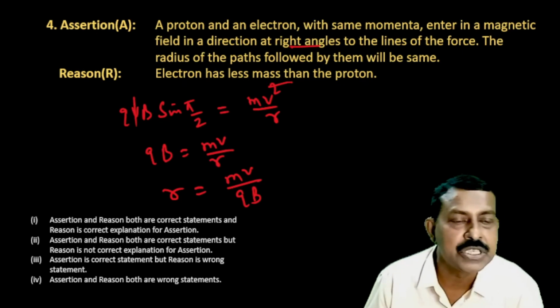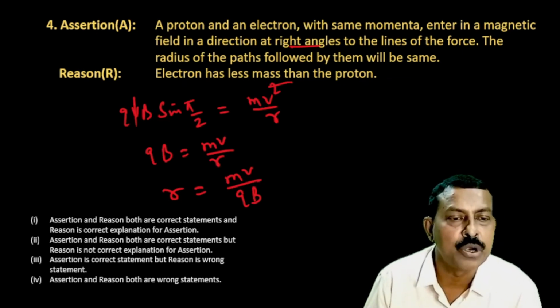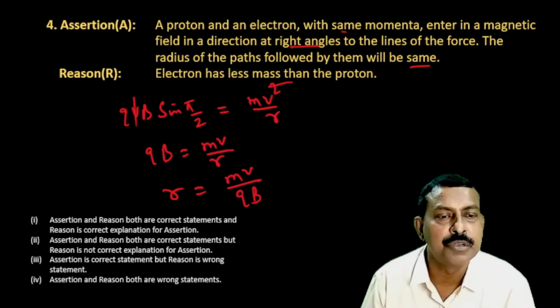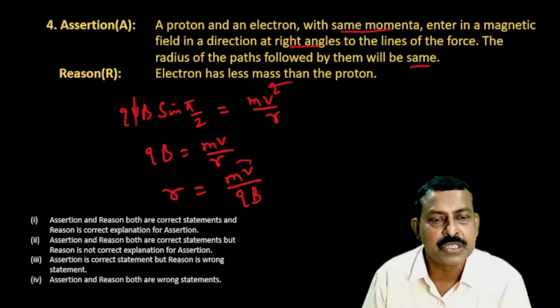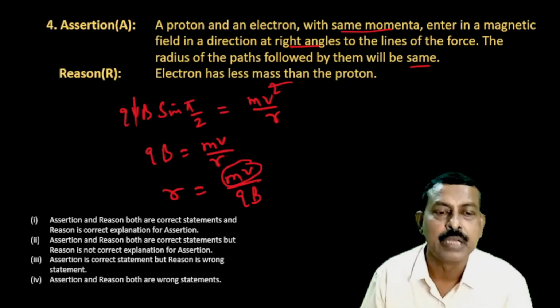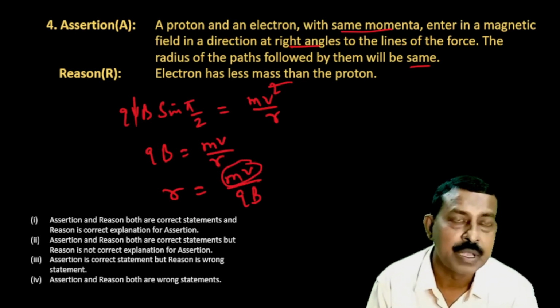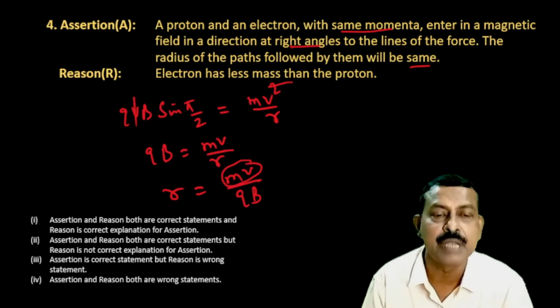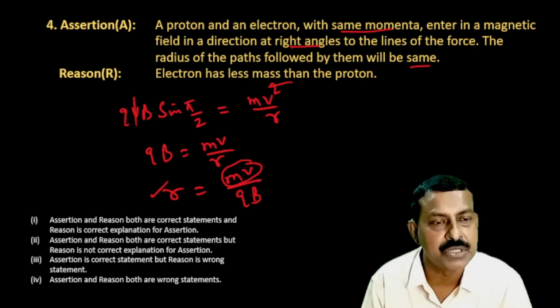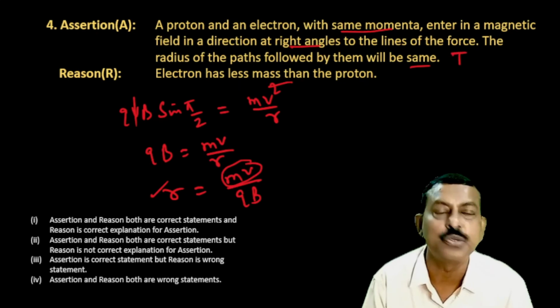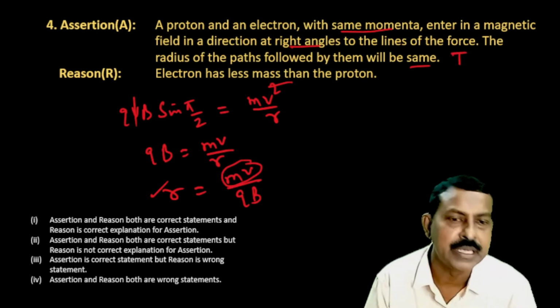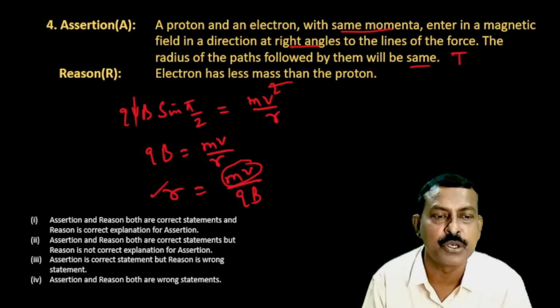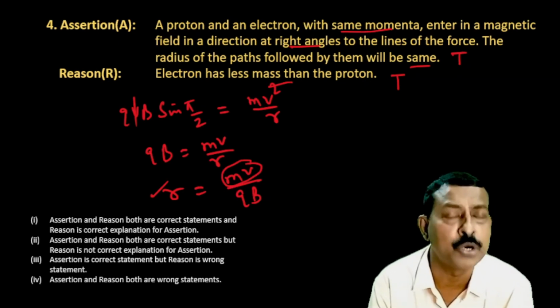Now, what was given in the statement? That the radius of the path followed by them is the same if they are moving with the same momenta. Here mv is the momentum. So it is the same, that means the numerator term is the same, the magnetic field is there, and the charge on the proton and electron is the same, so the radius will be the same. So this is the correct statement, this is true. Now, the second one: electron has less mass than proton. This is also a correct statement. Electron has about 1840 times less mass than the proton.